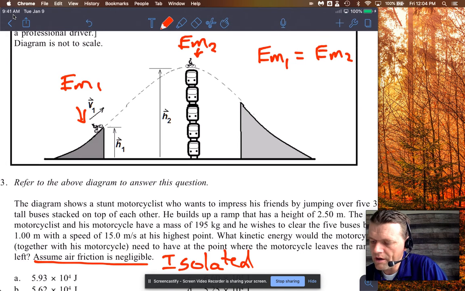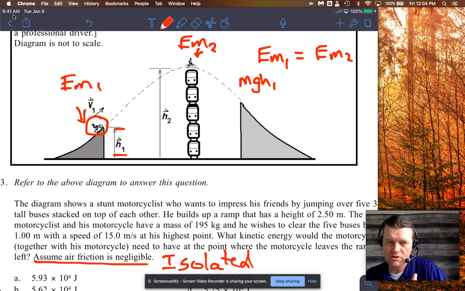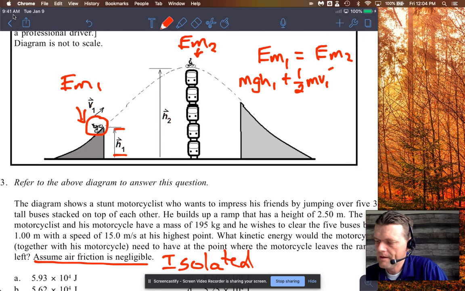So in EM1, right here in this position, he has some gravitational potential energy because he's got a height, h1, and he's above the ground. So he's got gravitational potential energy. Now he also has kinetic energy, and I'm going to call that 1/2 mv1 squared for now. I realize this question really just wants kinetic energy, but I'll show you the full expansion if that helps.